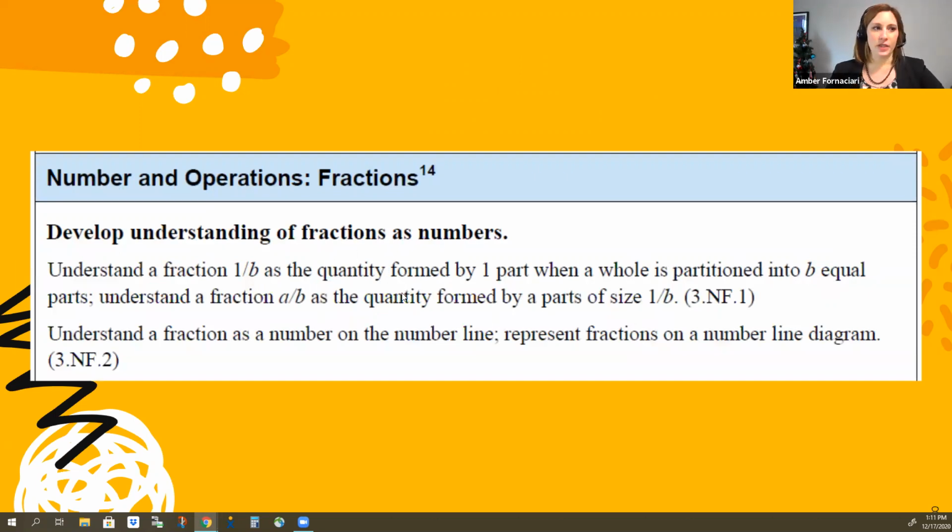Here's an example of this. Understand a fraction 1 over b as the quantity formed by one part when a whole is partitioned into b equal parts. Understand a fraction a over b as the quantity formed by a parts of size 1 over b. Sounds like plain old English to me, right? There's my sarcastic comment for you today. This is a standard that many instructors have come to me about and said, I don't even know what that means.